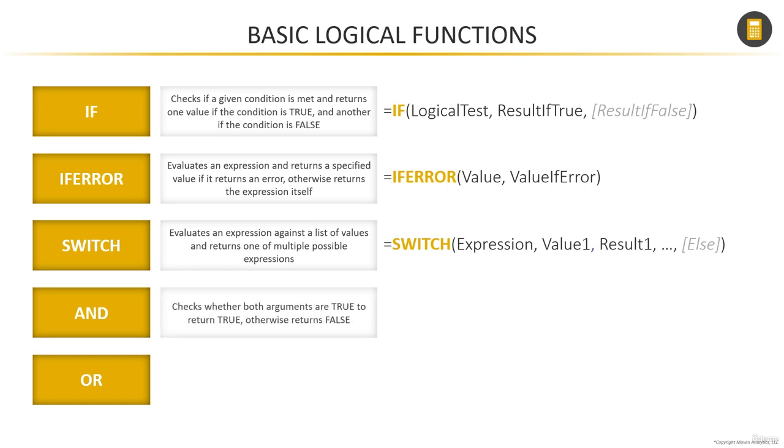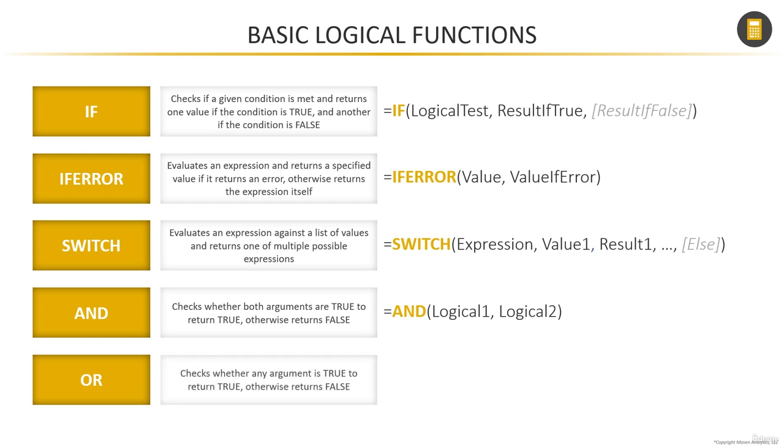Next, we've got and, and this kind of speaks for itself because it checks whether 2 arguments are both true and then returns true if that's the case. Otherwise, it returns false. So the syntax looks like this. You just plug in 2 arguments, 2 logical statements.